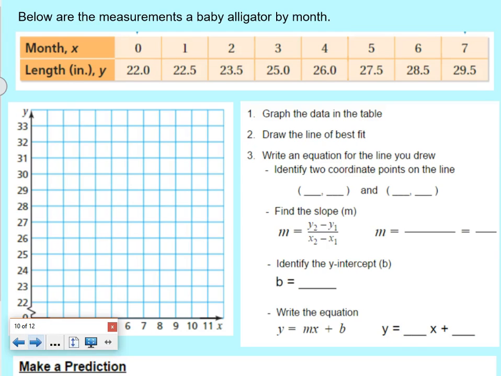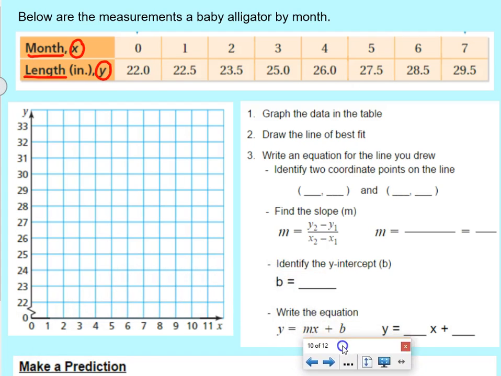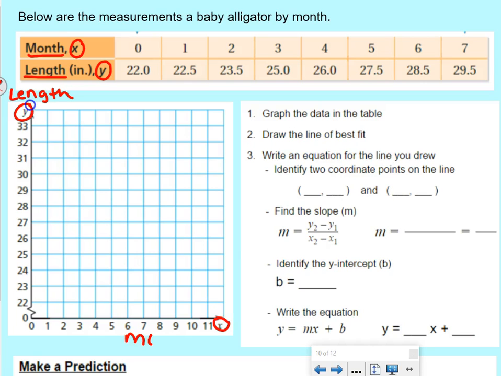Below are the measurements of a little baby alligator by month. Each month, that's our x values, our input, gives the length, the output y, of the alligator. So we're going to start by plotting these points to make our scatterplot. On the y-axis I'm going to write length, and down here on the x-axis I'm going to put months.